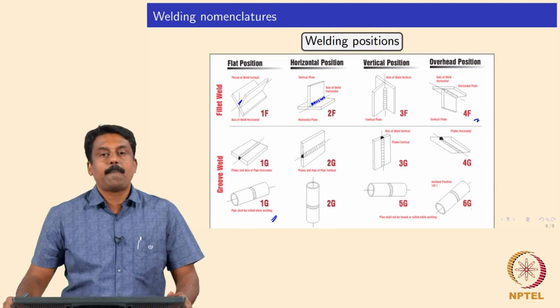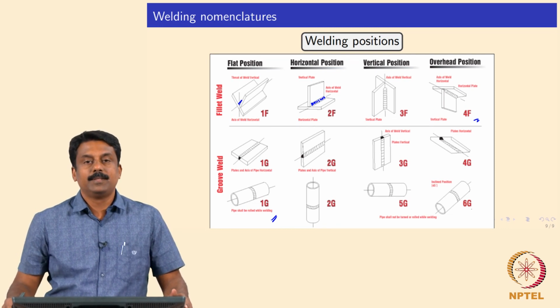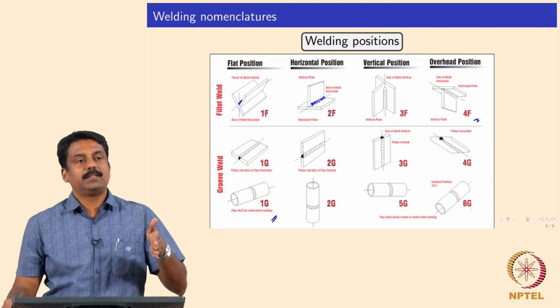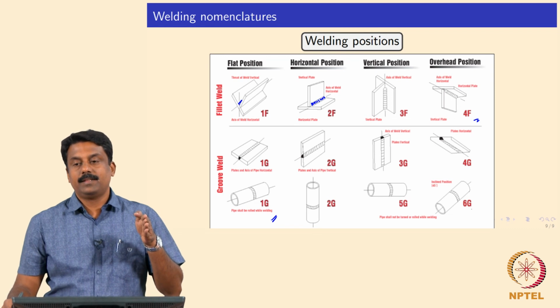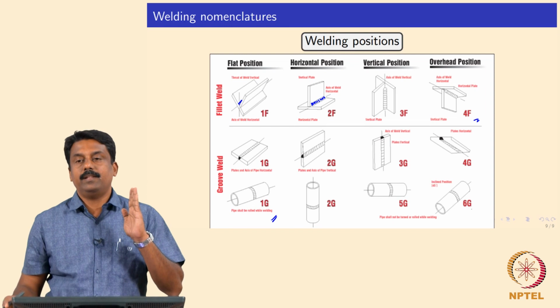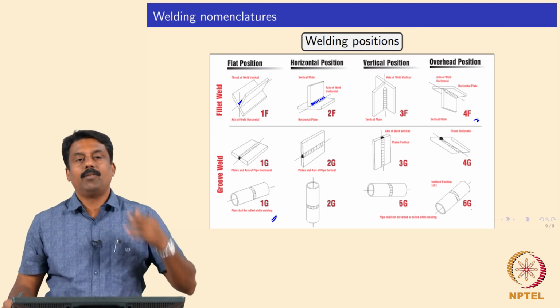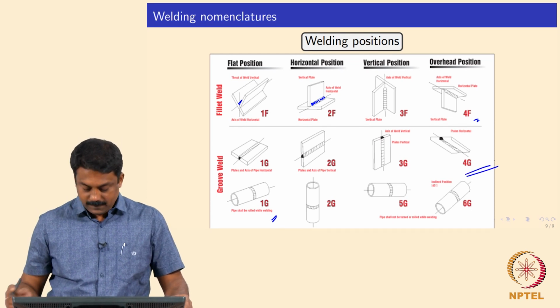Okay. So groove weld 1G is flat, downhand welding. 2G is horizontal welding, but the plate is kept vertical. Okay. 3G is the plate kept vertical, but you weld also vertically. Okay. 4G is on a flat plate, a complete overhead welding. Okay. So it is 4G.